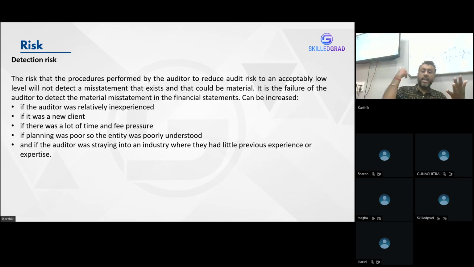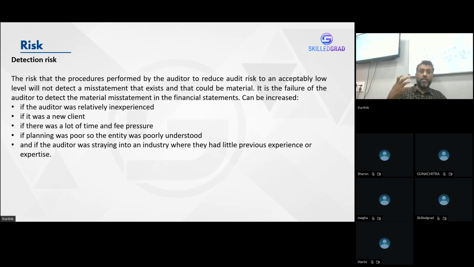Whether those invoices have been signed, whether processing of the sale has been done correctly, I don't check all that. And the other material issues are there. And that's a stupid thing. That's a detection risk, which I'm creating, because my process was not good. It's a failure on my part only. So it can be increased.